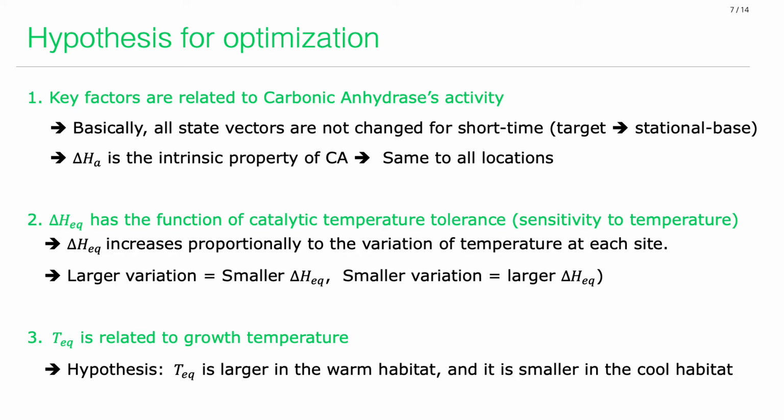The second, delta H eq, is sensitive to temperature tolerance. We use the standard deviation of yearly temperature in the inverse direction. So if the standard deviation is large, that means delta H eq is small. The third, T eq, is related to the habitat's climate temperature. So we use the mean of yearly temperature to find the value. If the habitat is warm, then the leaves' T eq is also larger.